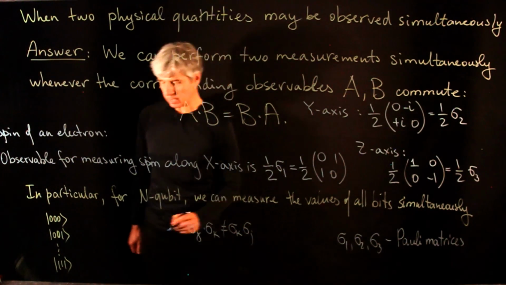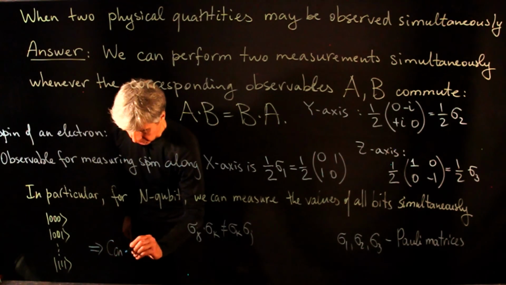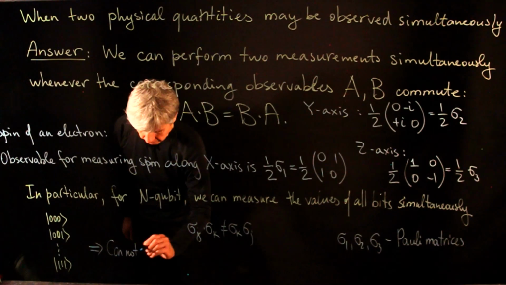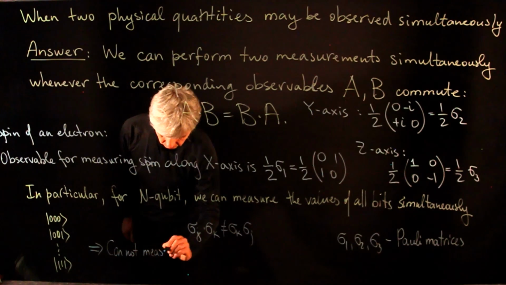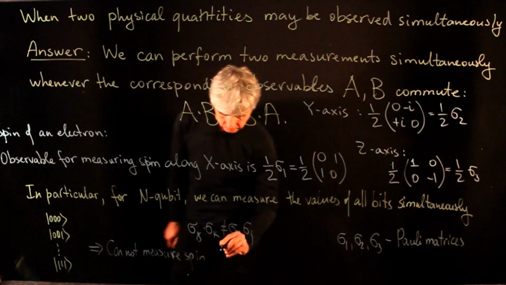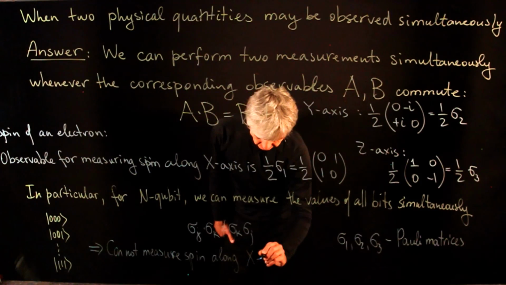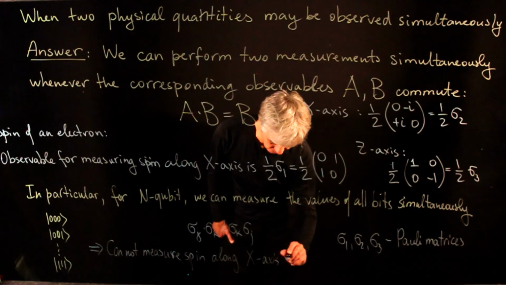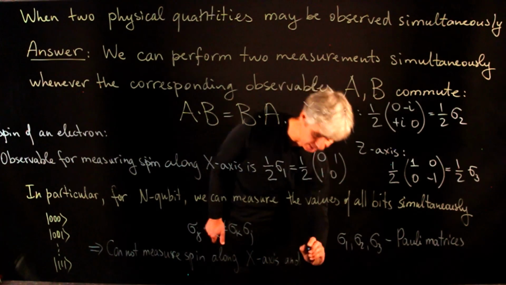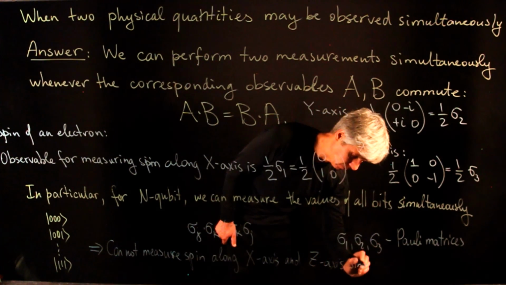And so this means that, the conclusion, we cannot measure spin along the x-axis and z-axis simultaneously.